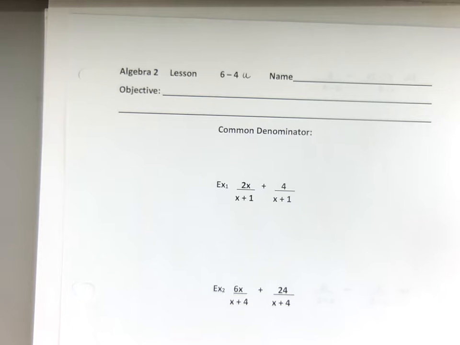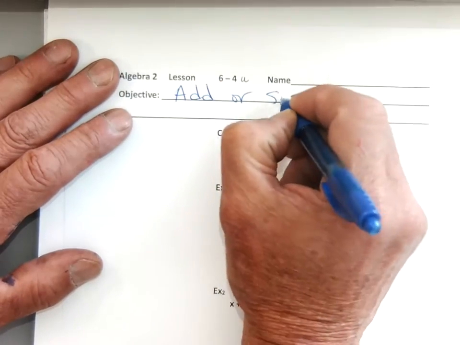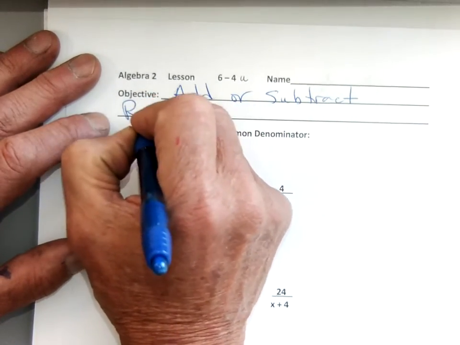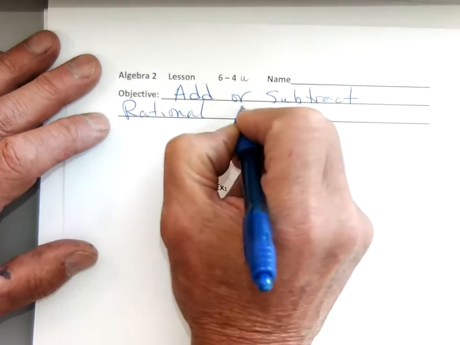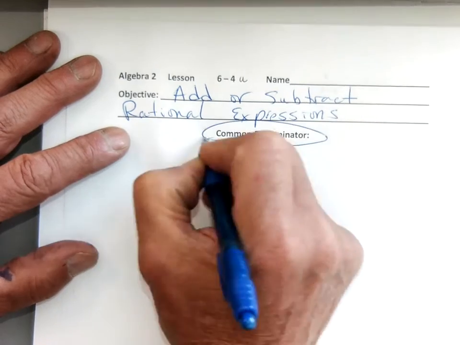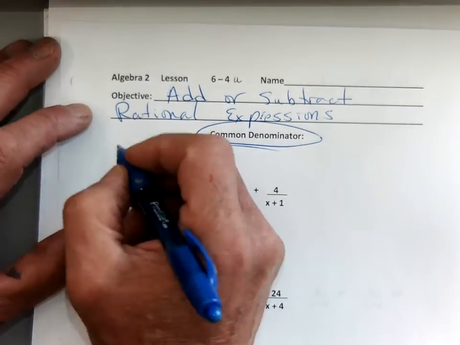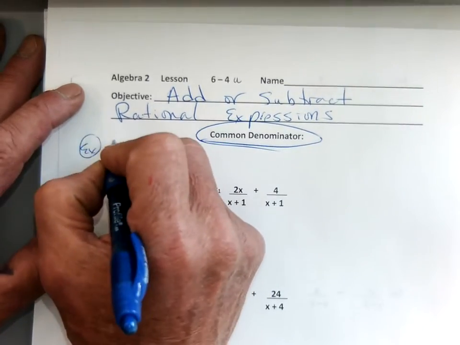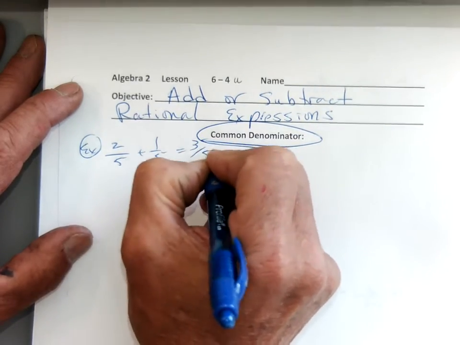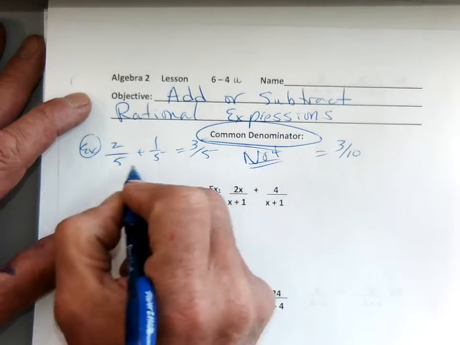So again, common denominator. So if we're going to add or subtract rational expressions, we need a common denominator. We have to have a common denominator, okay? And again, if I have, like this little example, 2/5 plus 1/5, it's 3/5. It is not 3/10. Don't add those denominators.